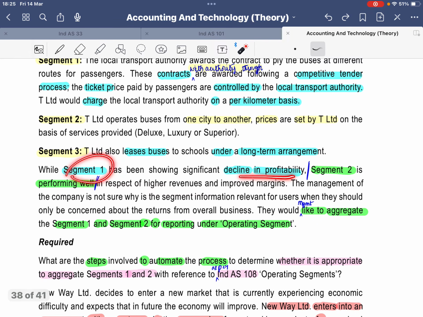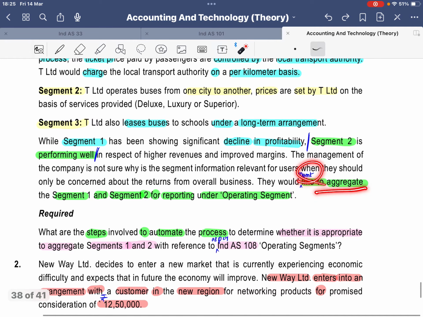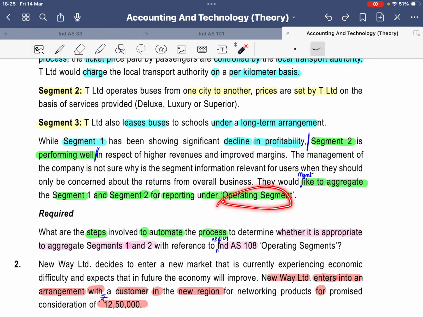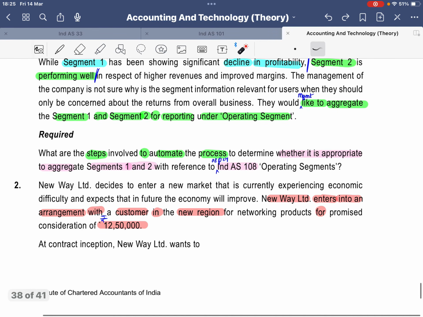Segment 1 has a decline in profitability. Segment 2 is performing well. Management would like to aggregate segments 1 and 2 for reporting under operating segment. Required: steps to automate the process, whether it is appropriate to aggregate segments 1 and 2 as per Ind AS 108.